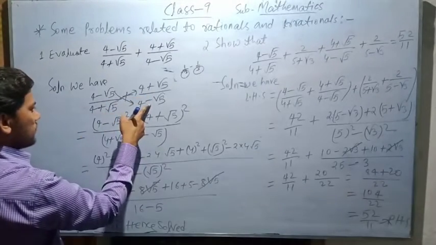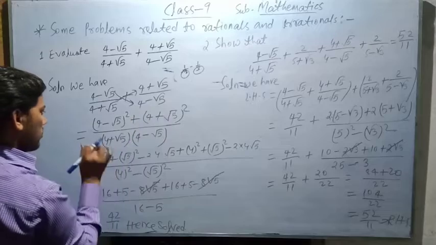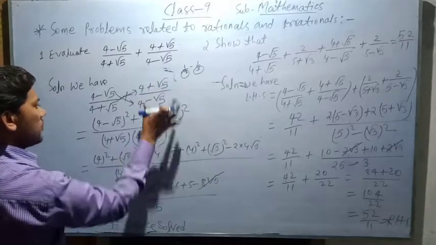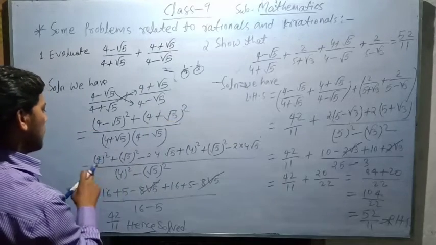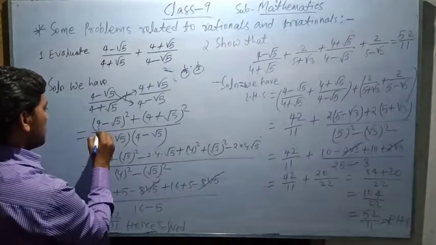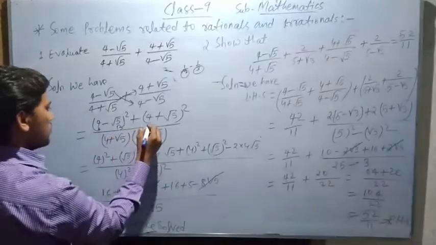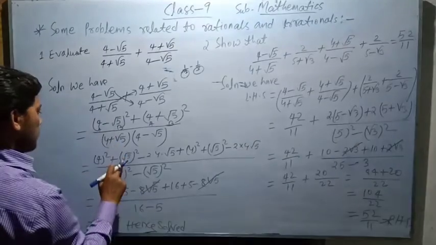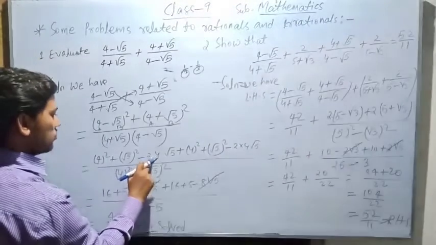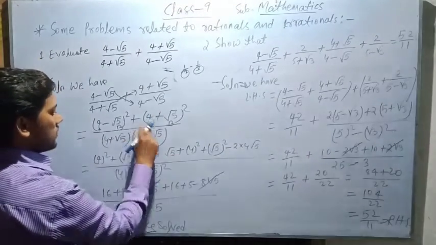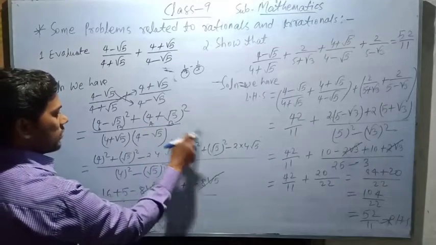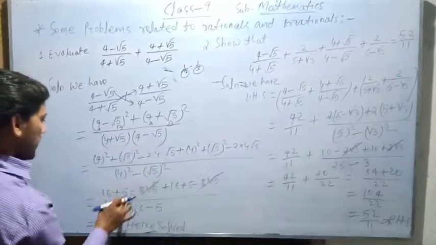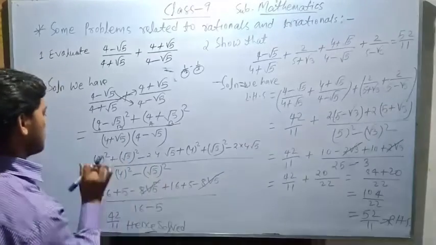Then cross multiply: 4 minus root 5 into 4 minus root 5, that is (4 minus root 5) to the whole square, plus (4 plus root 5) to the whole square. Then (a minus b) whole square is a square plus b square minus 2ab. Similarly, (a plus b) whole square is a square plus b square plus 2ab. And in the denominator, a plus b into a minus b is a square minus b square.